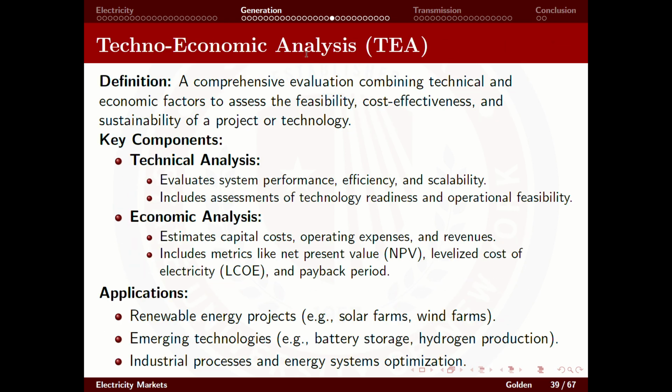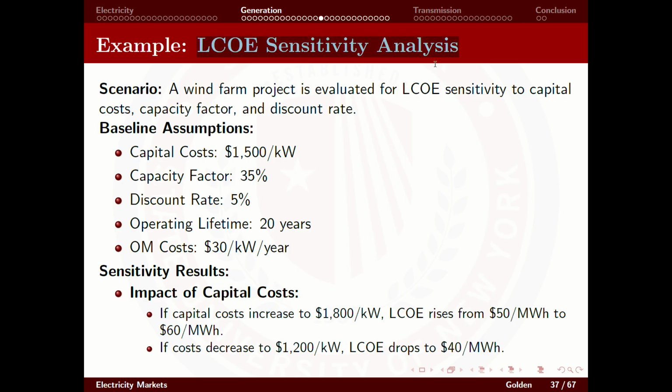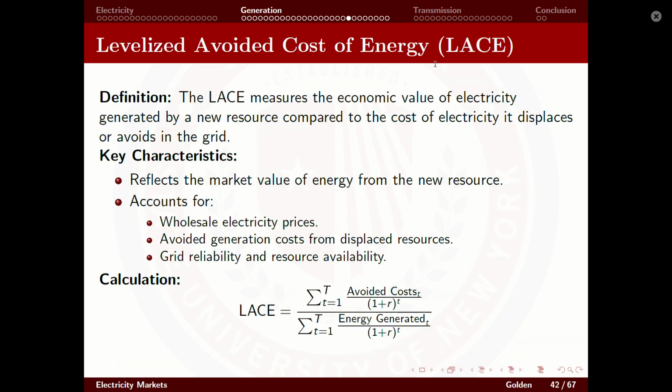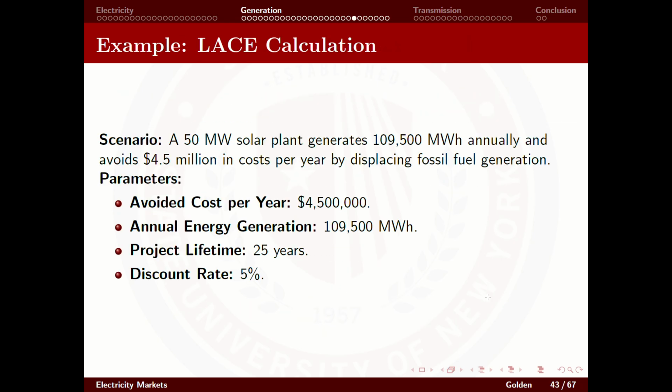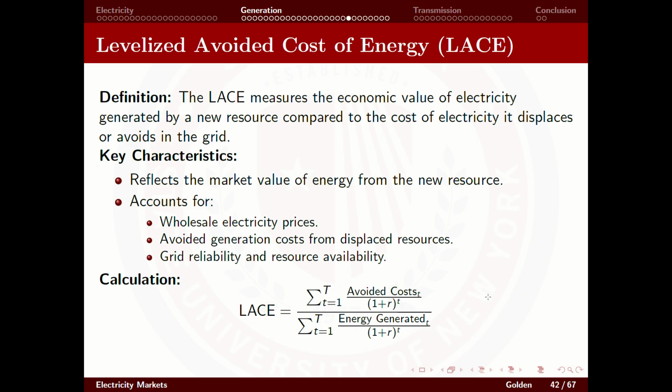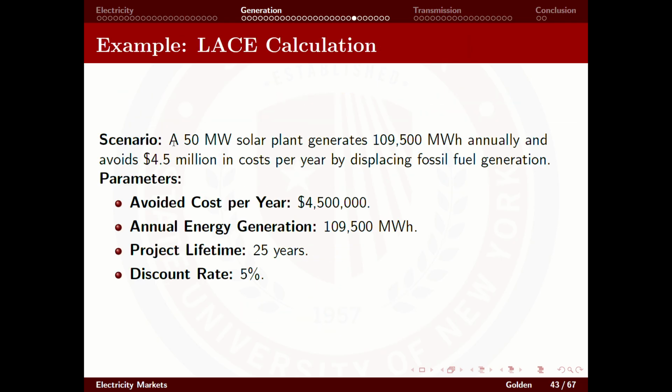Levelized cost of energy is a supply variable. It's a cost, a marginal cost. And levelized avoided cost of energy is the benefits, the demand variable: what cost you're displacing and what generation you're creating. So if LACE is greater than LCOE, you should do it. Otherwise, you should not do it. So this is about whether it's good for society.